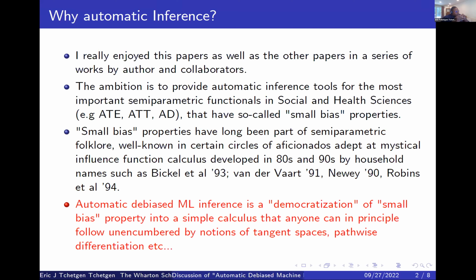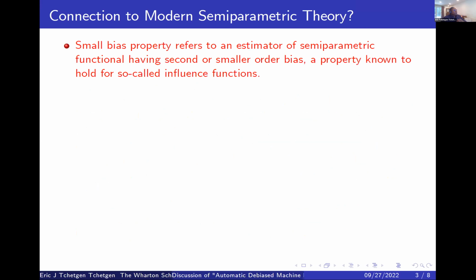What does automatic debiased ML try to do? I view it as a democratization of the small bias property into a simple calculus that anyone can, in principle, follow, unencumbered by notions of tangent spaces, pathwise differentiation, and all these technicalities out of the semi-parametric theory. Despite that, I want to spend a few minutes talking about connections to modern semi-parametric theory, which was also raised as a question to the speaker. What is the connection between ADML and this literature?